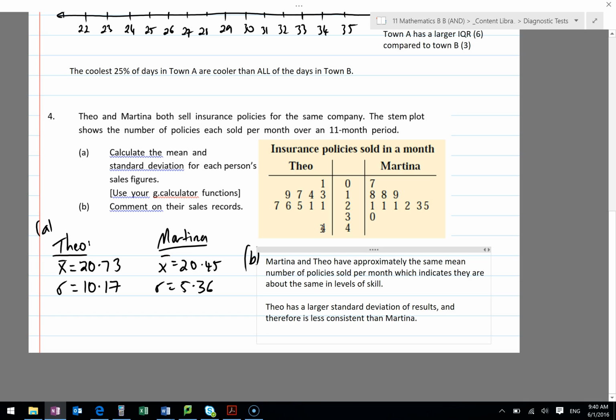We could also support this by just looking at the ranges. The range of Theo's scores is 43, and the range of Martina's sales is 23. Okay, there's a lot more variation in the results from Theo, so he's less consistent and reliable. We want people that come to work and sell basically the same things all the time, so we can budget and plan for them. We've got people all over the place. It's very hard to plan for.